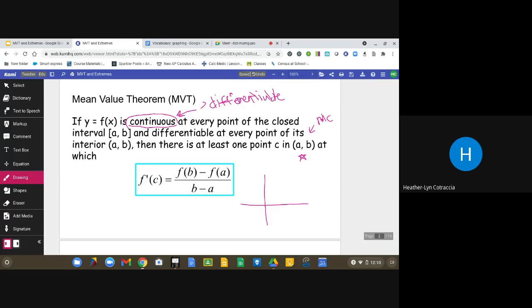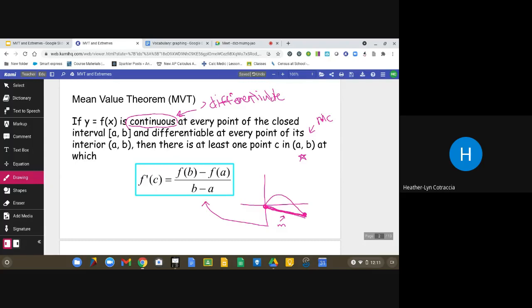Now, let me draw what this theorem is saying. So you have a function. Let's say it looks like this. The first thing you do is ask yourself, is that continuous and differentiable, which it is. Then you draw a secant line that connects those endpoints together. Between those 2 points, I connect that and I find the slope of that line. That corresponds to that part of the equation here.